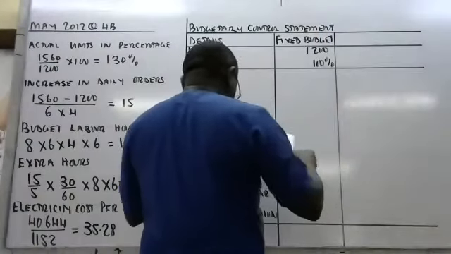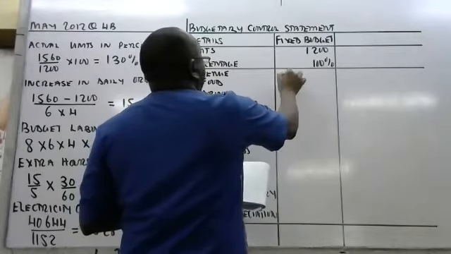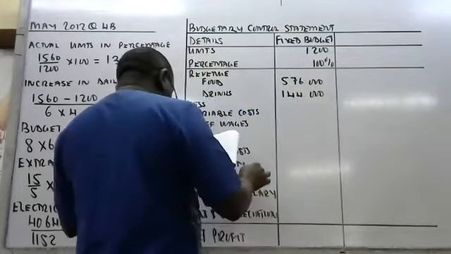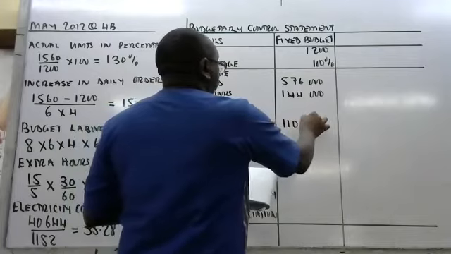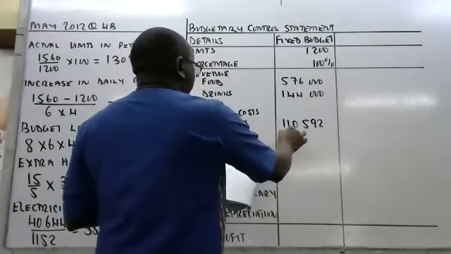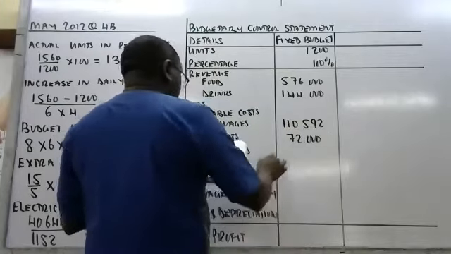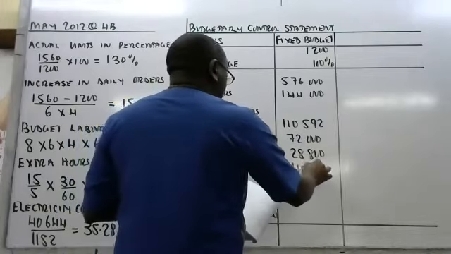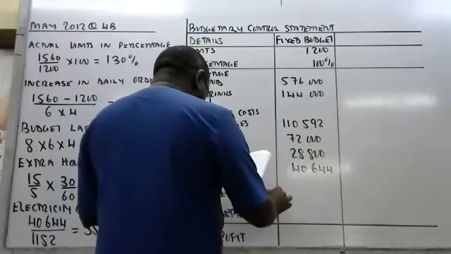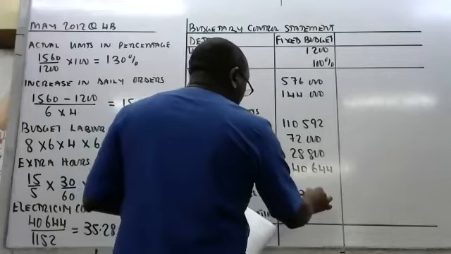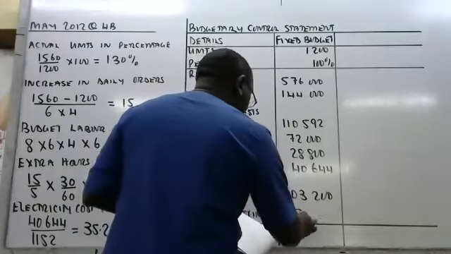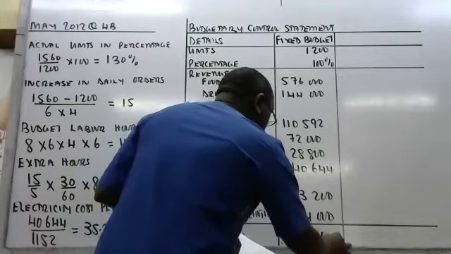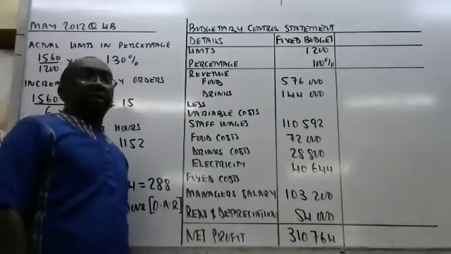So food revenue is 576,000. This is 144,000. Staff wages is 510,592. Then we have 72,000. Drinks is 28,800. This other one, electricity, is 46,44. The salary of the manager is 103,200. And rent is 54,000. So that the profit is 310,764. Those ones are just a matter of copying.